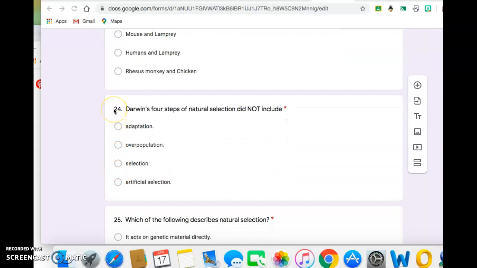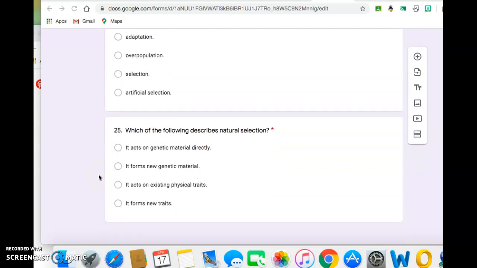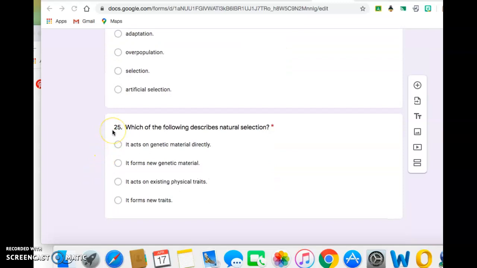Number 24. Darwin's 4 steps of natural selection did not include adaptation, overpopulation, selection, or artificial selection. And number 25. Which of the following describes natural selection? It acts on genetic material directly, it forms new genetic material, it acts on existing physical traits, or it forms new traits.